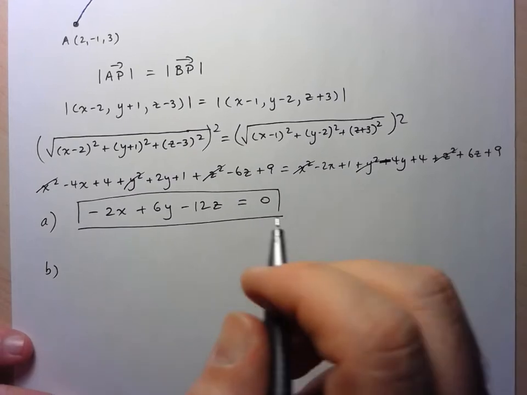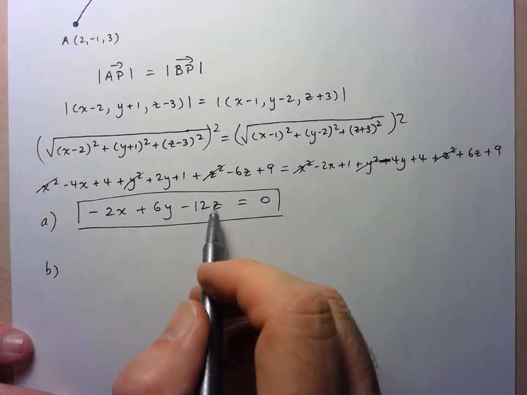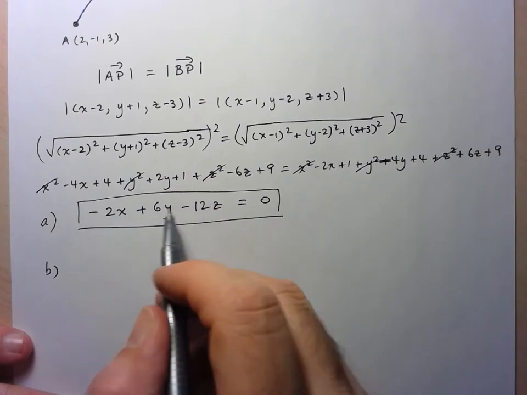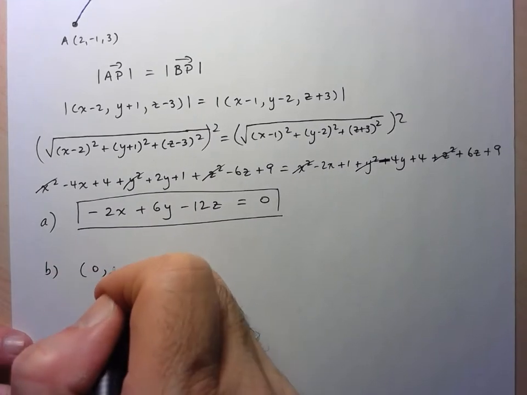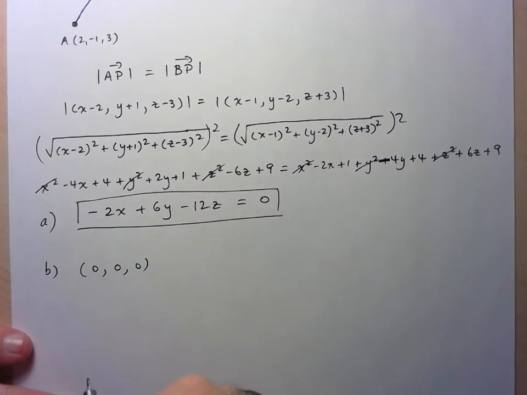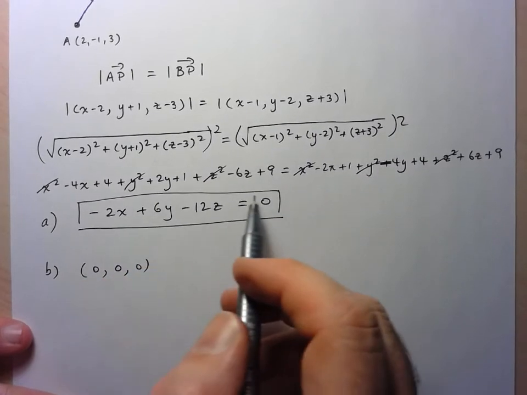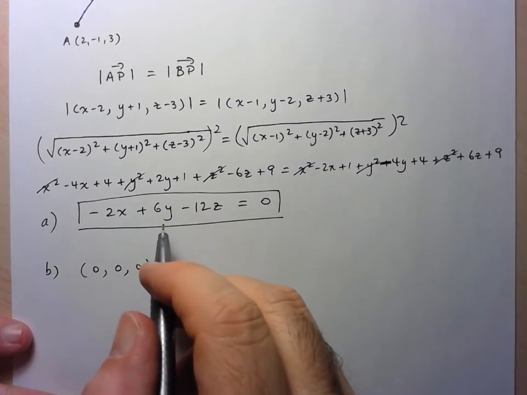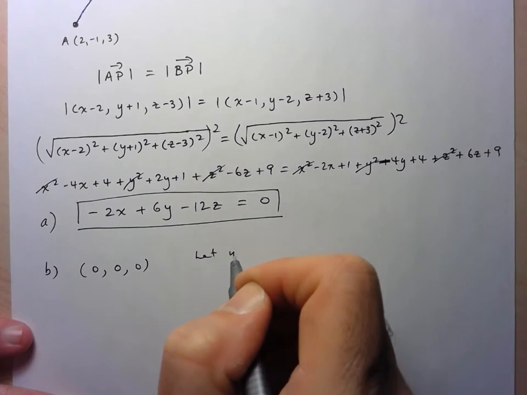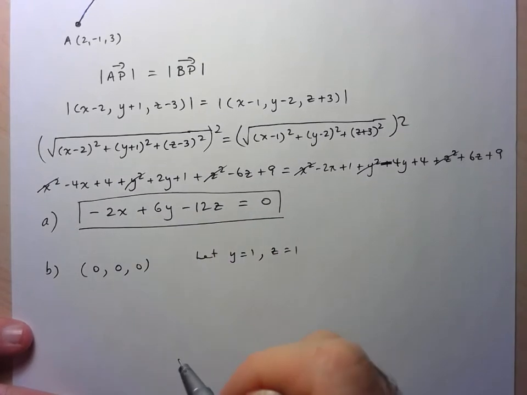There's one that you should be able to see just by inspection, because if x, y, and z are all equal to 0, that combination is just going to equal 0. So I can do that one by inspection: (0, 0, 0). The question is, how am I going to find another example? I've got three variables in one equation, so I can only solve for one variable. So I'm going to choose two of the variables. I'm going to say let y equal 1 and let z equal 1. Pick something easy. Now I can solve for an x value.